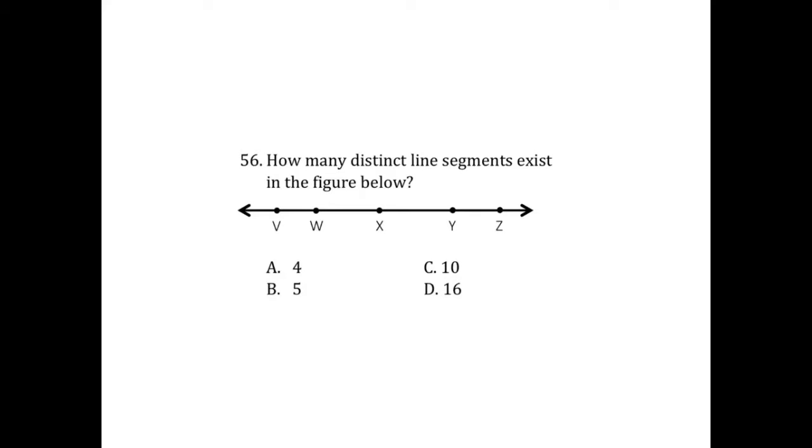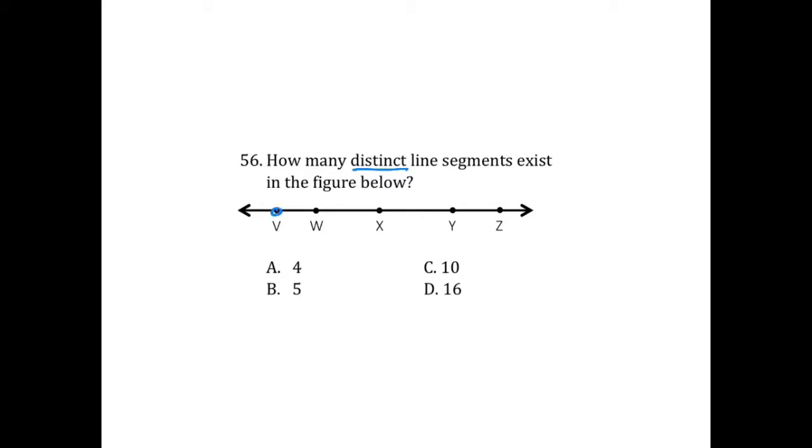Alrighty, 56. How many distinct line segments exist in the figure? Distinct means not naming the same one multiple times, not being like VW and then WV, because that's not distinct. That would be the same segment twice. So let's find all the distinct ones.